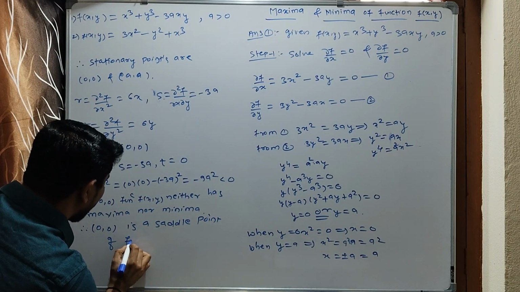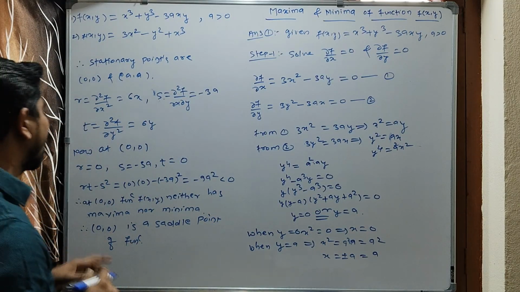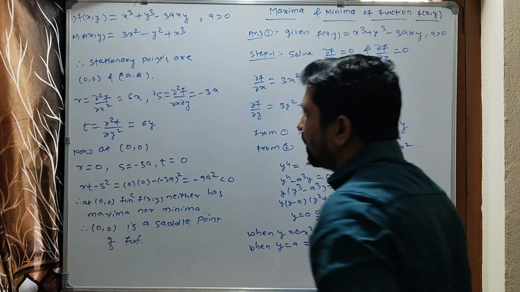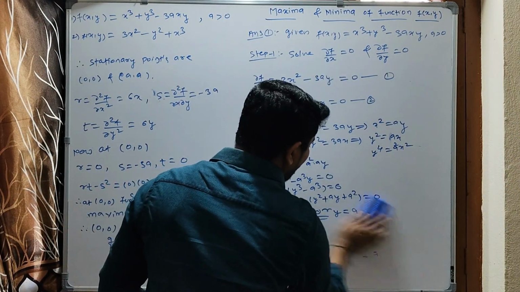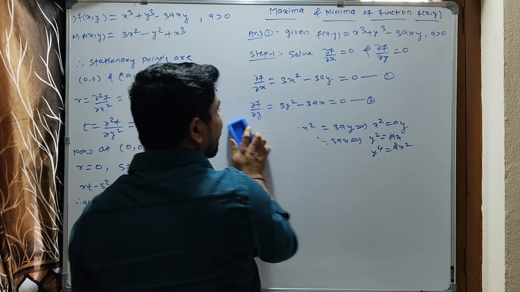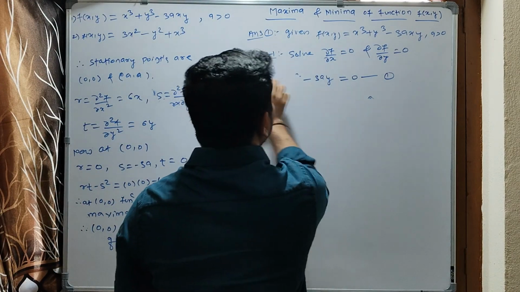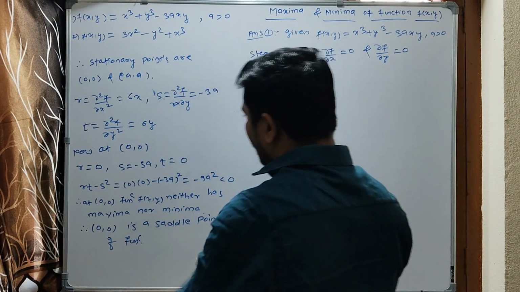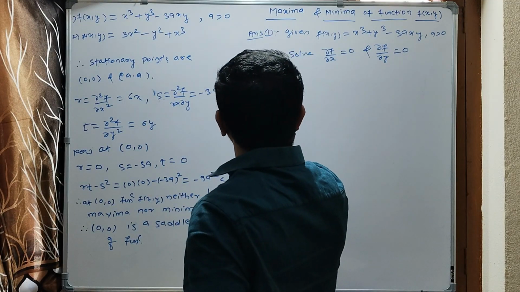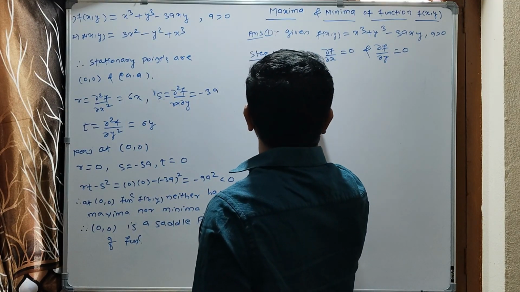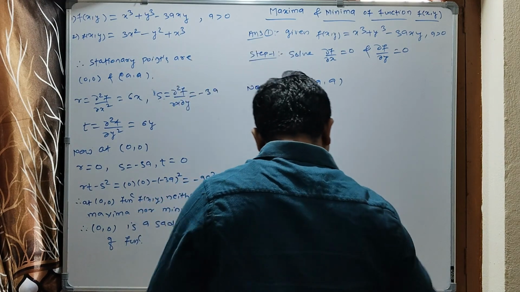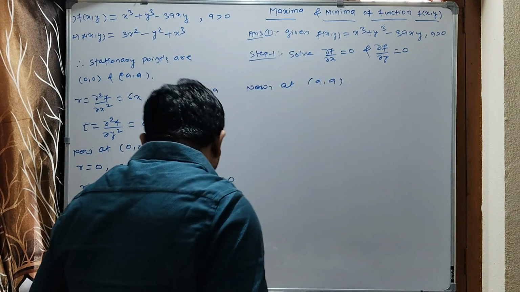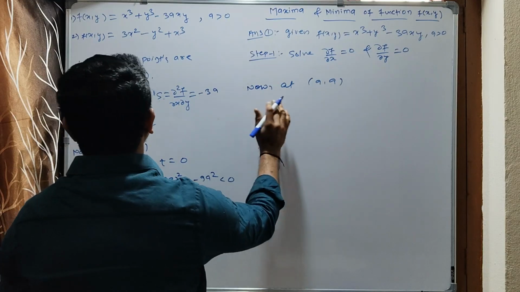of the function. Now I want to check the nature of my function at (a, a). So here I don't have space. So now I want to check the nature of my function at (a, a). Now find the value of r, s and t at (a, a).